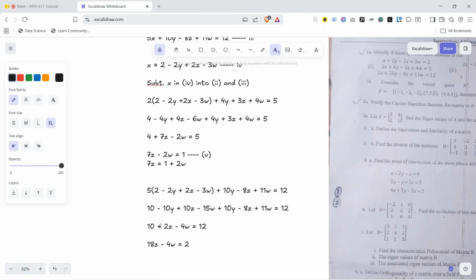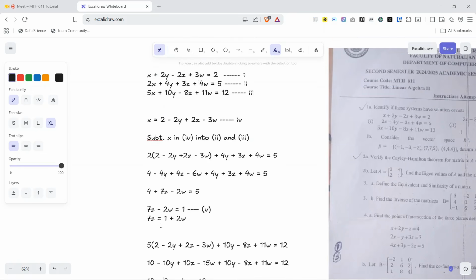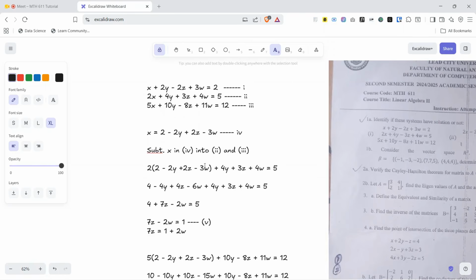I think there is a mistake also in the first one. Sorry, yes, there's a mistake for the second equation. It's minus 3z, not plus 3z. Minus 3z, not plus 3z.